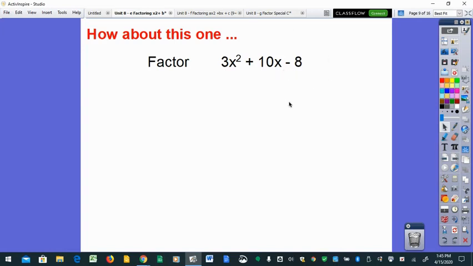It's looking all the same except for the fact that in ax² plus bx plus c, the a is no longer going to just be 1. And that's going to make things a little bit more complicated as we try to figure out our factorization.